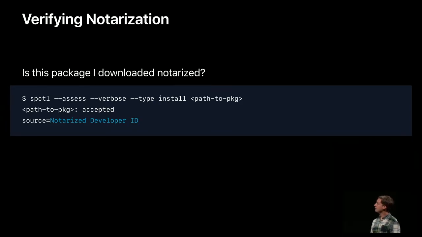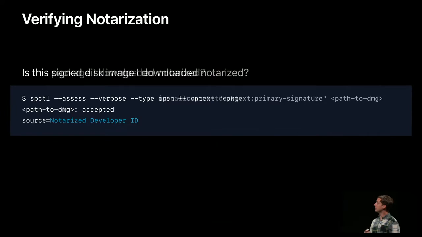Next, what if you want to check notarization on a signed disk image? Well, you can use a fairly similar command, except now you want to use the type open, and you need to pass in the context that's listed here on this slide. That will show you the same output as before, and if it says notarized developer ID, notarization was successful for that signed disk image.